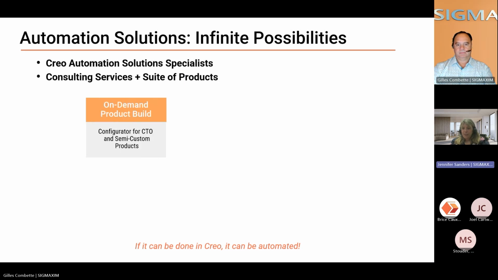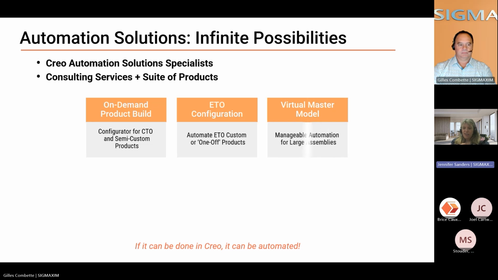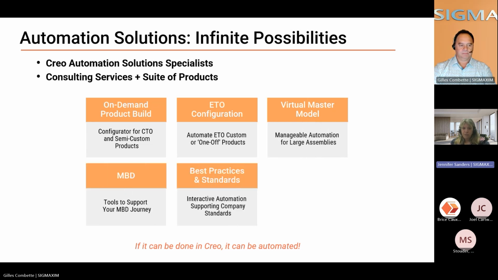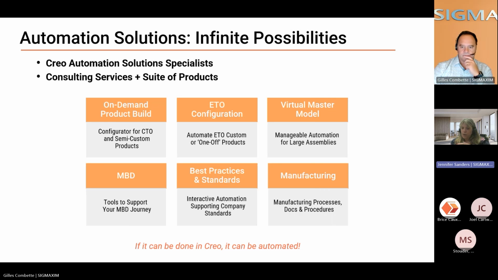So basically, people come to us and say, can I automate this in Creo? And anything that you can do in Creo can be automated. Now, we break those into different methodologies. A lot of people come to us for on-demand product build, but that also extends to engineer to order. And some people are looking to replace virtual master models based on some of the limitations that they have. We can virtualize it and remove those barriers.